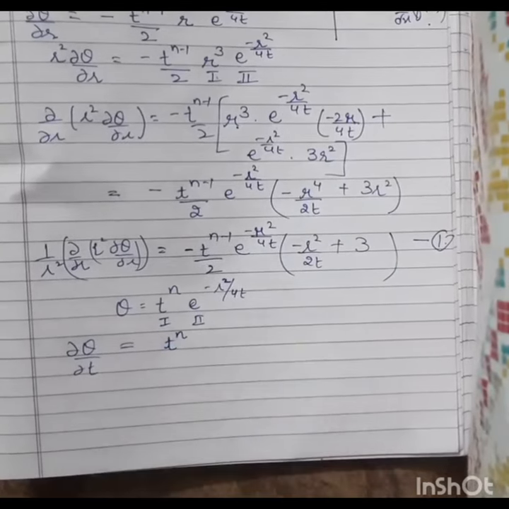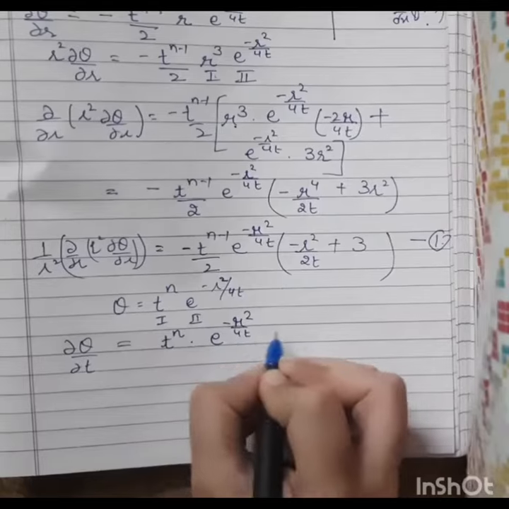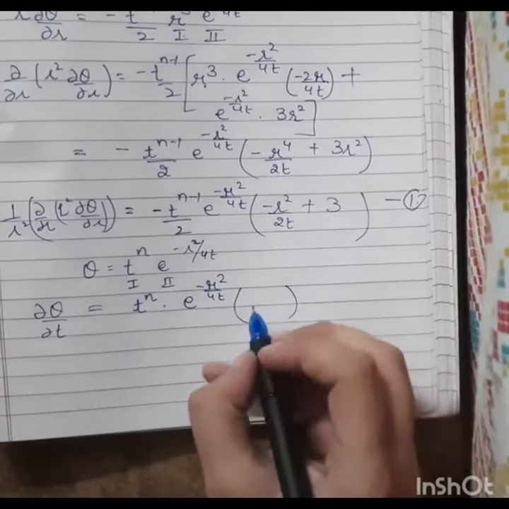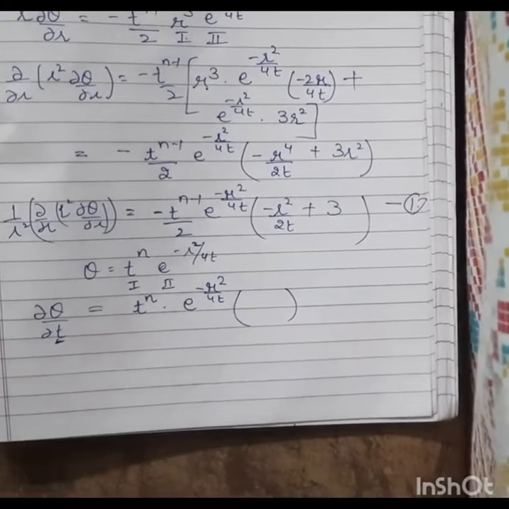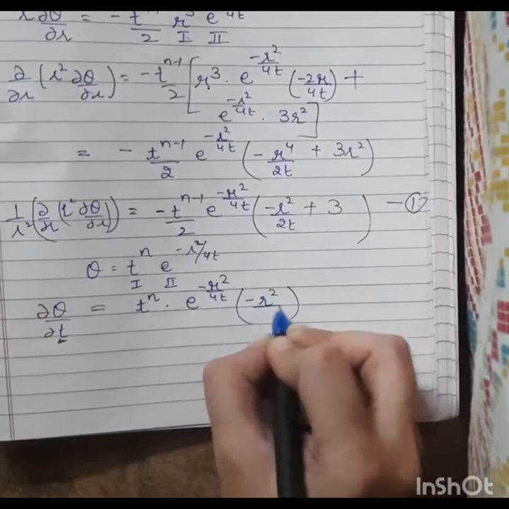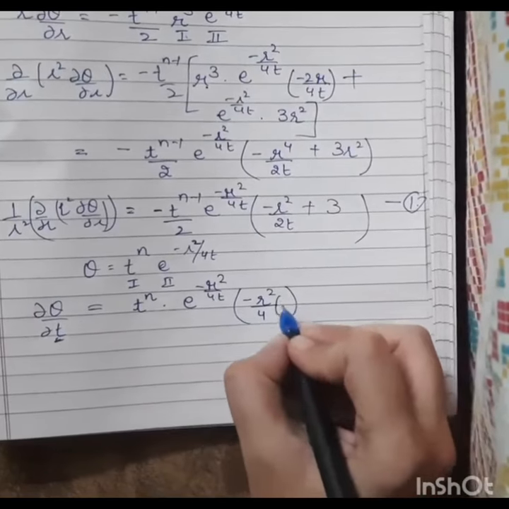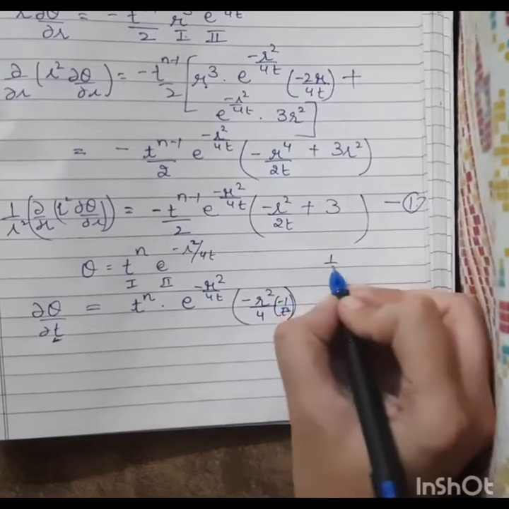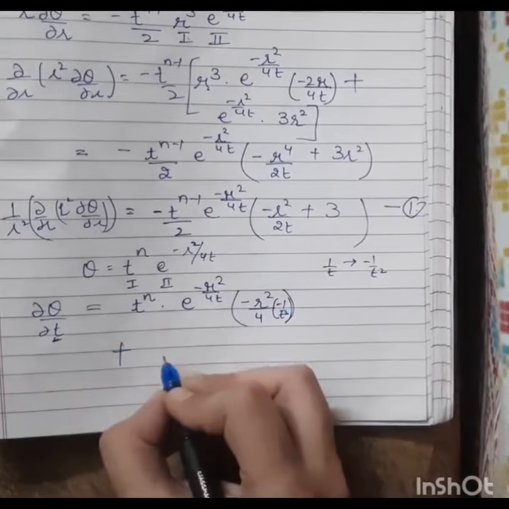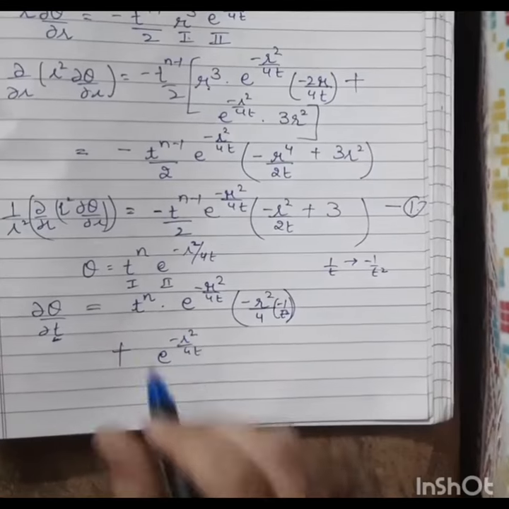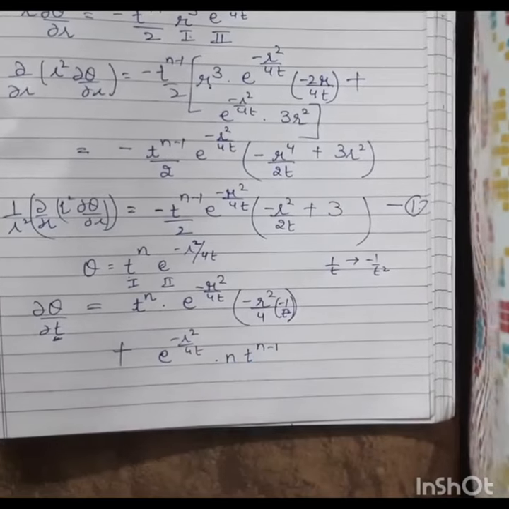First function as it is, t raised to power n, derivative of e, exponential, same. Then the derivative of the angle. Now remember r is constant and we are differentiating with respect to t. Don't get confused. It's simply minus r square upon 4, and the derivative of 1 by t is minus 1 by t square. The derivative of 1 by t will be this, minus 1 by t square. That is what I am writing here, plus second term as it is, derivative of first, that is t raised to power n, the derivative is n t raised to power n minus 1.